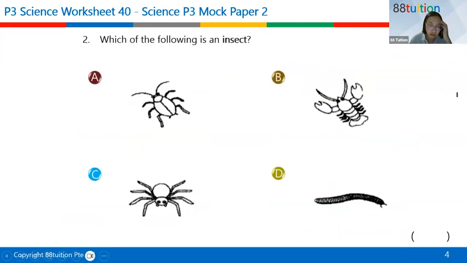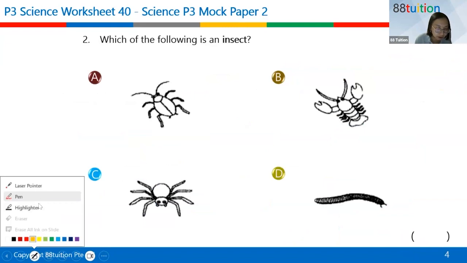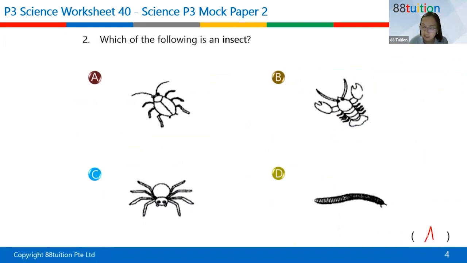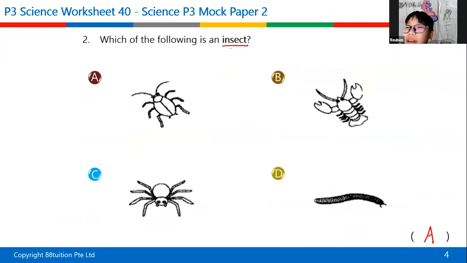All right, let's move on. Which one is the insect? All of you got this right. But I don't want to just tell you the answers. Obviously, the answer is A. Everyone will contribute because it's a very small class today. Only 4 of you. Can you all unmute yourself? What are the characteristics of an insect? It has 6 legs.